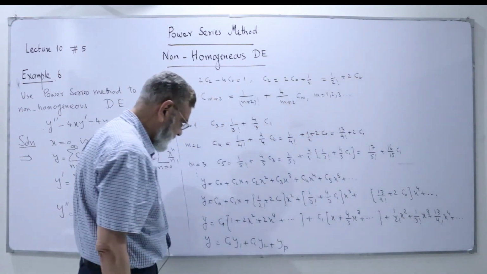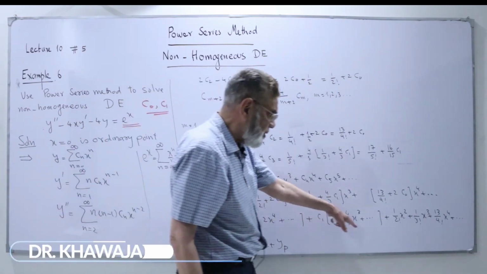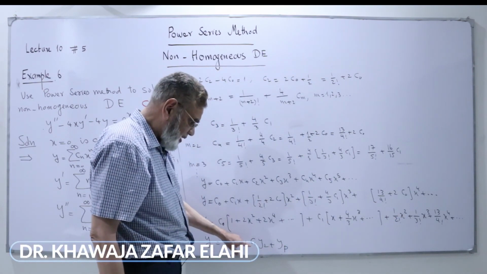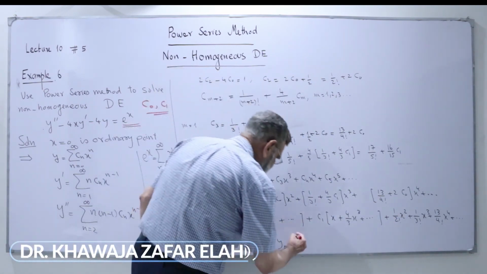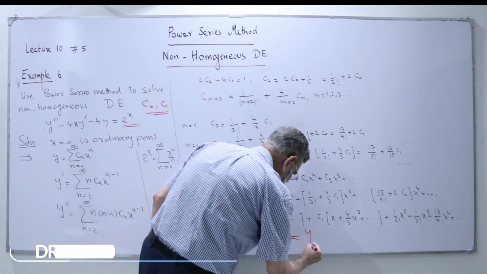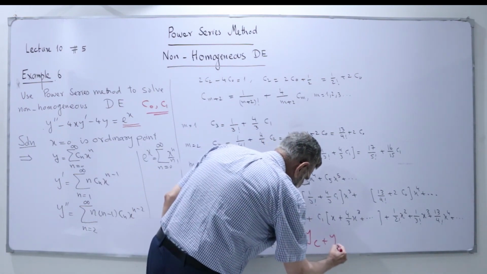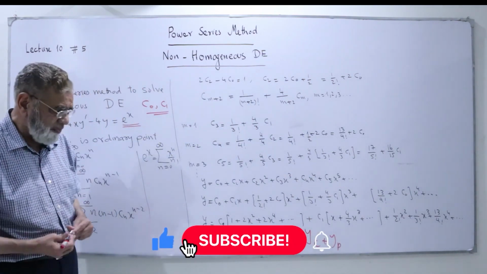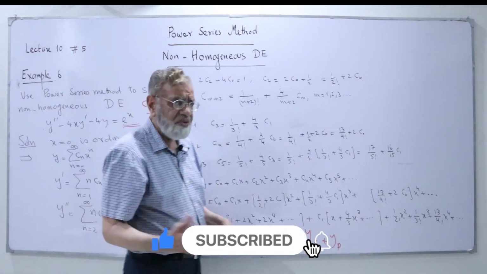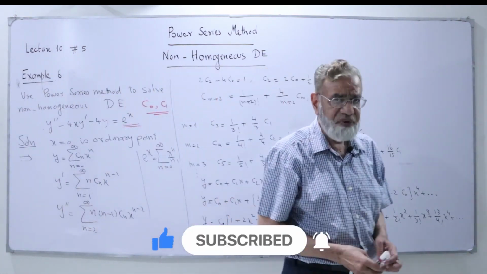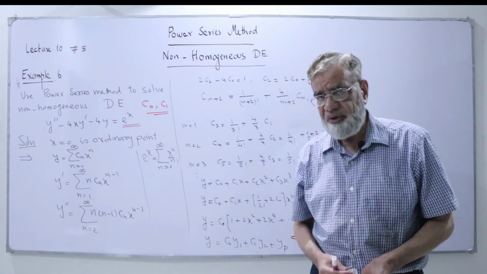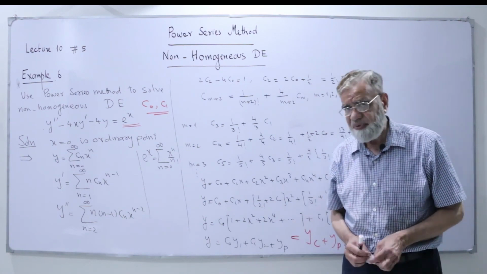Now you can see it here. This is my y1, this is my y2, and this is my yp. So you can say y equal to c0 y1 plus c1 y2 plus yp. Whenever we have a non-homogeneous equation, we have yc and yp. So this is my yc, c0 y1 and c1 y2, and yp. So this was the idea that when having a non-homogeneous differential equation, we can apply even our power series method to solve a problem. So this was my last example for this purpose.